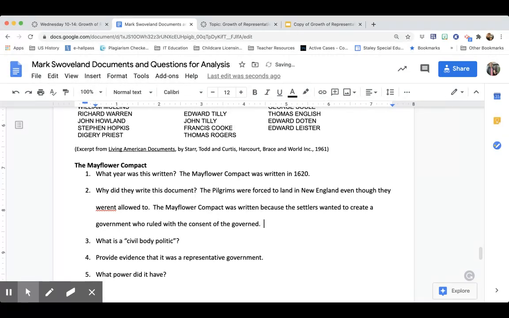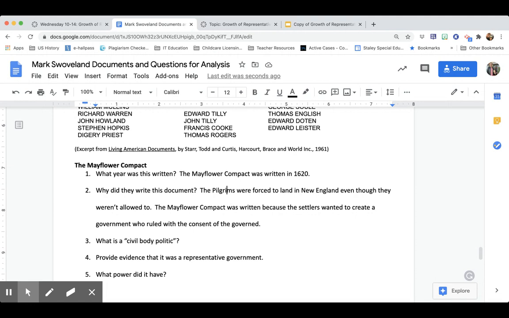Okay, so I know it's a little bit complicated, so let's break it down real quick. What I wrote is, the Pilgrims were forced to land in New England, even though they weren't allowed to, right? Because it said that they weren't supposed to land there. They didn't have a charter from the king. It says the Mayflower Compact was written because the settlers wanted to create a government who ruled with the consent of the governed. So that last little part is really important, right?